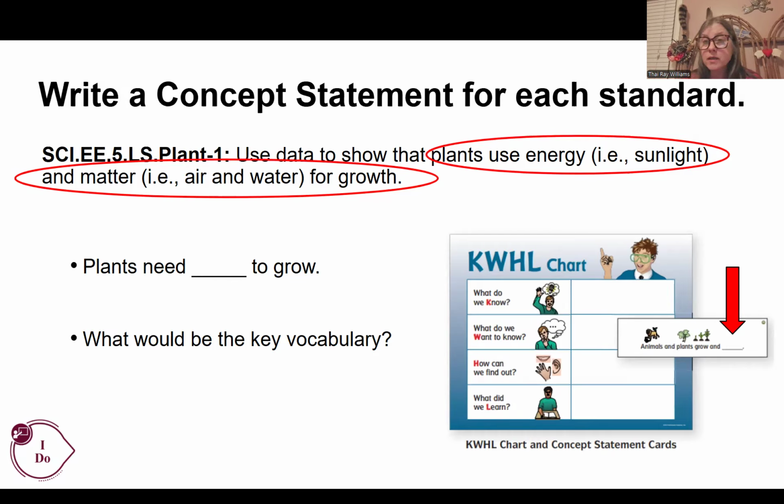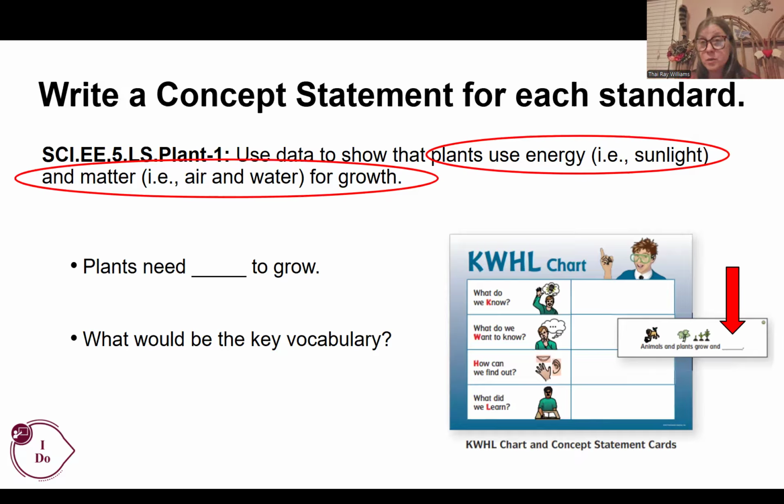But I also want to say that if a student asks a question that you did not anticipate and it is related to plants, let's make sure that we write that on our KWHL chart, because that's important and we want to make sure that we check into that and then get back to the students. And then next on our KWHL chart is how are we going to find out? Well, how are we going to find out?